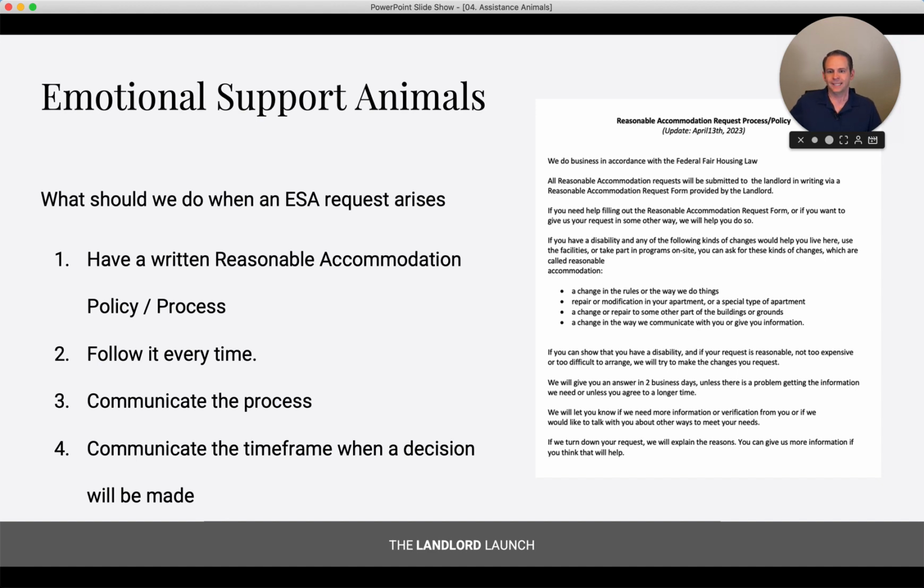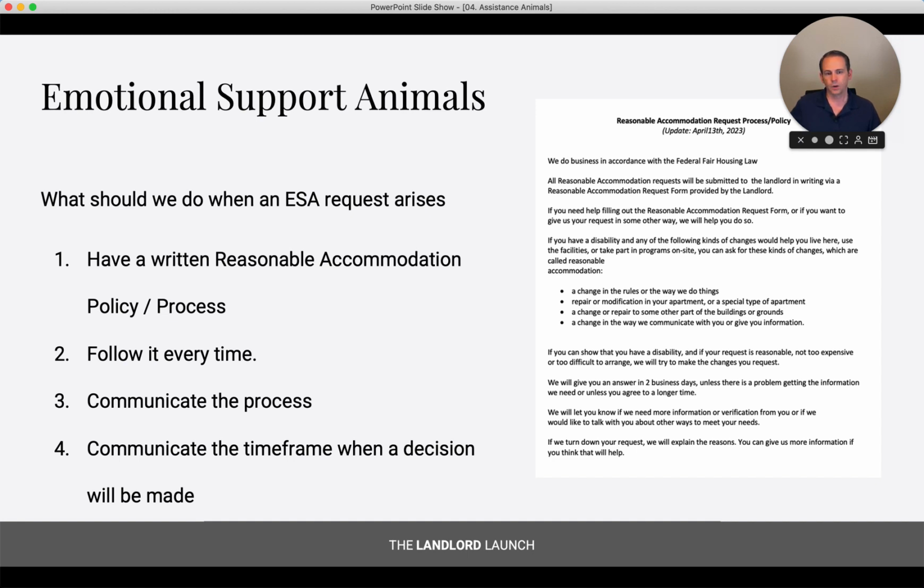So when we get an ESA request, how do we handle that? What does that look like? First off, this is what is known as, again, a reasonable accommodation request. And RAs, reasonable accommodations, are not exclusive to service animals or assistance animals. There's a lot of different things, and that's a whole separate topic, but assistance animal is one of the many different types of reasonable accommodations that a tenant or applicant can request.